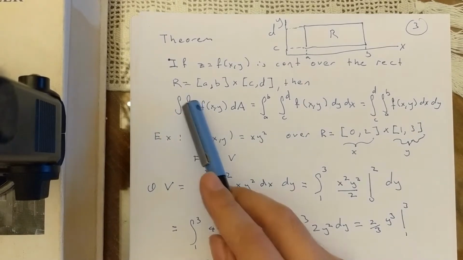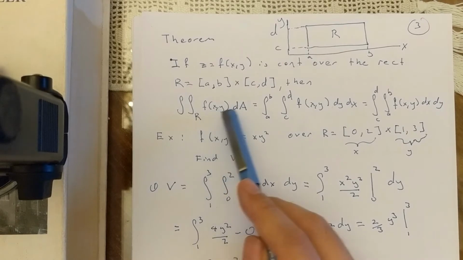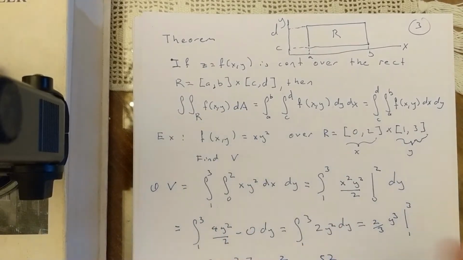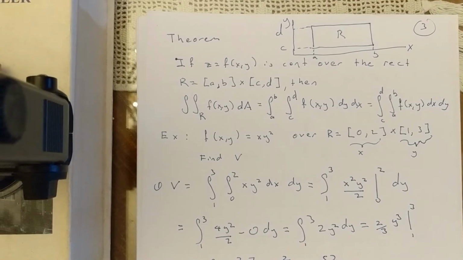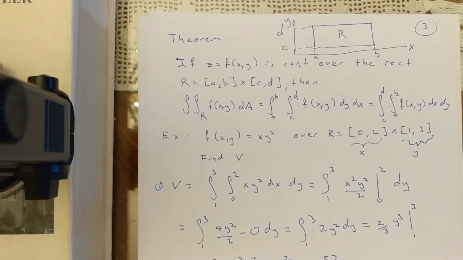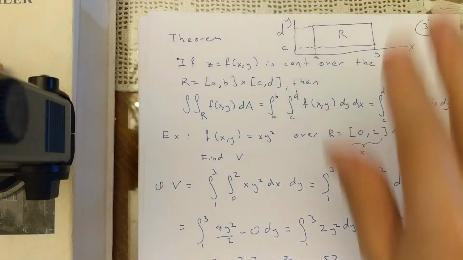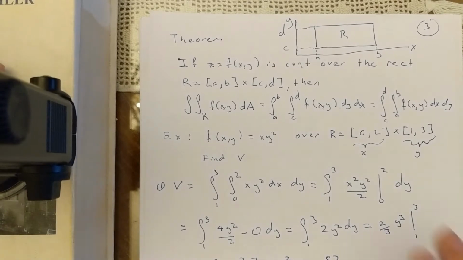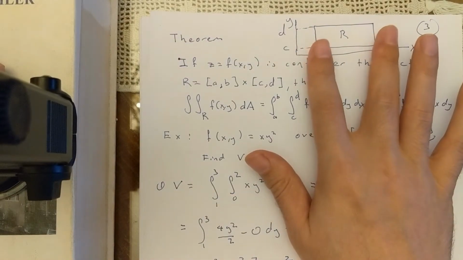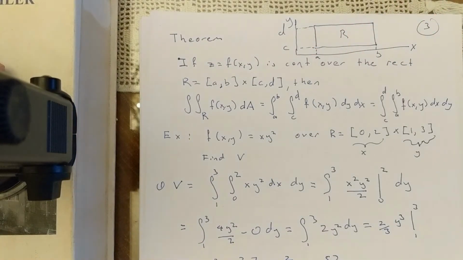So volume is equal to the double integral over the region of the surface f of xy dA. Okay, so the question is, what does that mean when you have a rectangular region that you're integrating over? So here's a rectangular region and we have some surface over it, and we're just trying to calculate the volume of that surface over this region. So that's going to be our next theorem.